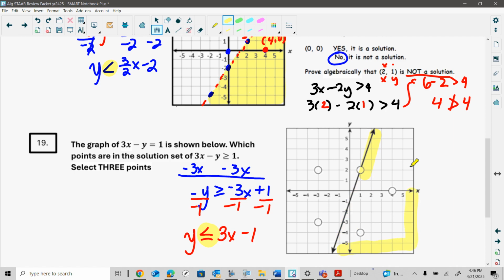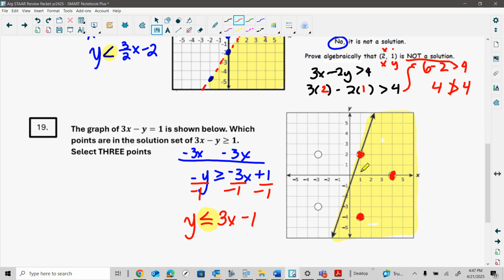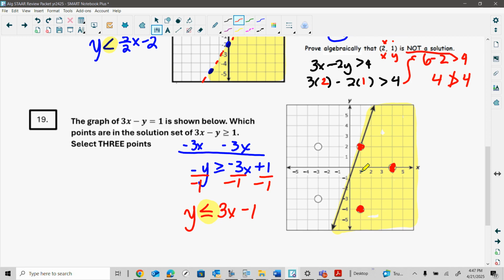So when they ask us to select 3 points that are solutions, I'll just get my shading done first. The 3 points I should be picking are these 2 points that are in the shaded region, but also the point on the line. A couple things you want to remember is that points on a solid line are part of the solution set. You might want to make a little note of that. So points on a solid line are part of the solution, but dashed lines are not.